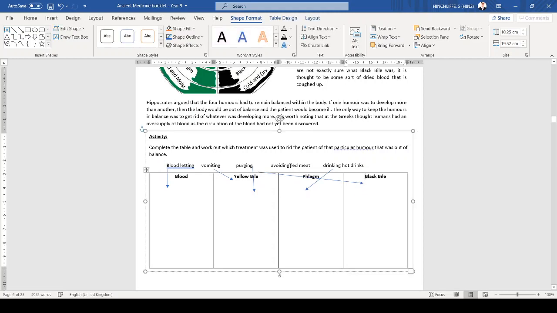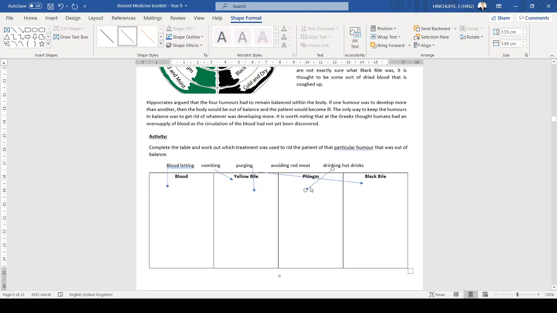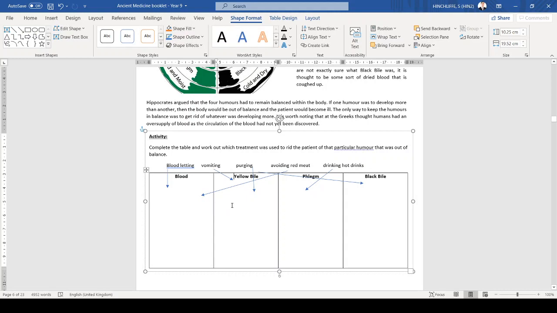Avoiding red meat, again, blood. It's to do with blood. So think about it, you avoid red meat, which means you're not going to have too much blood in your system. So avoiding things like steak, that kind of thing. Okay, so that gives you a general idea how the theory works.